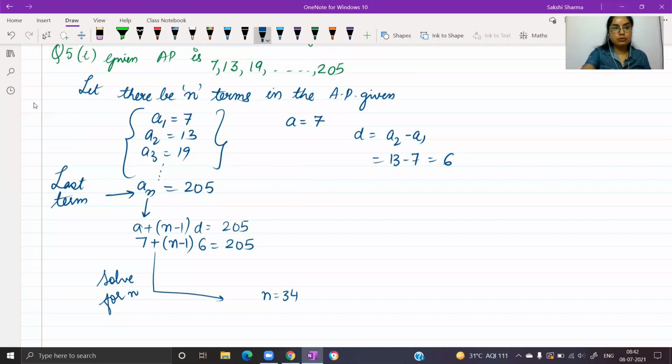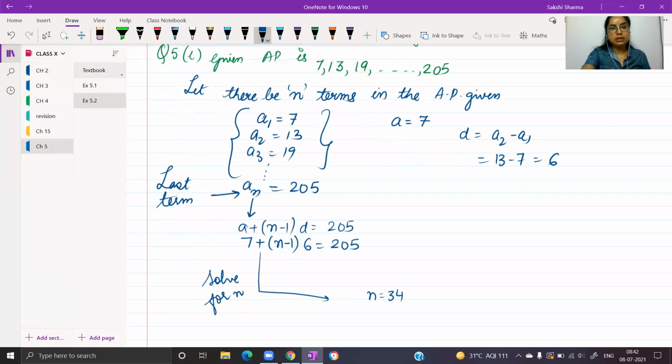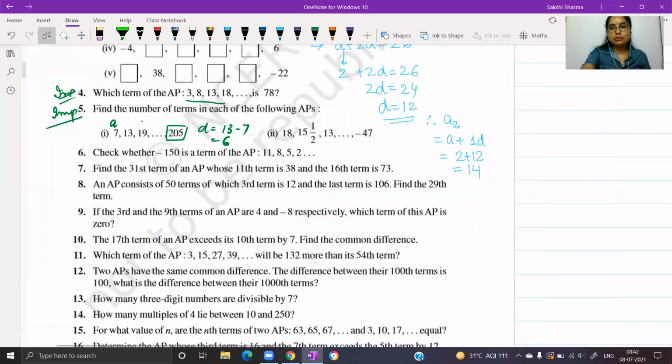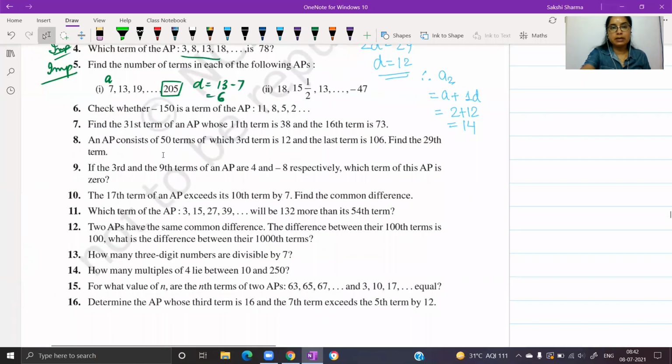Just like this, you have to do the second question here. It seems to me that this chapter is already covered by the majority of the students. Second part, we have 18, 15 and a half, 13, and so on up to minus 47. The last term is minus 47, so an equals minus 47. You will get the answer for n from here.